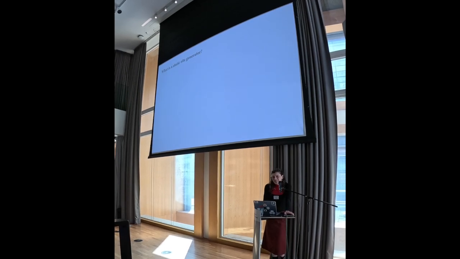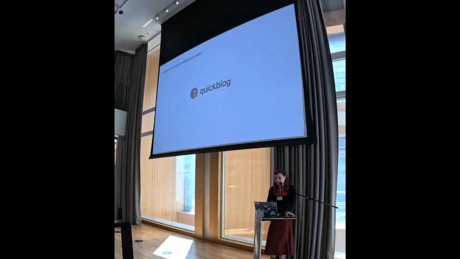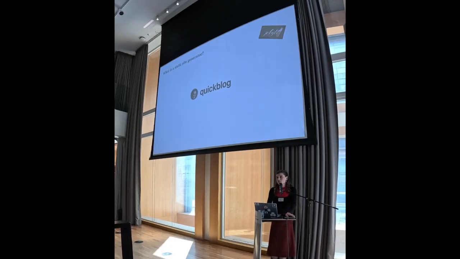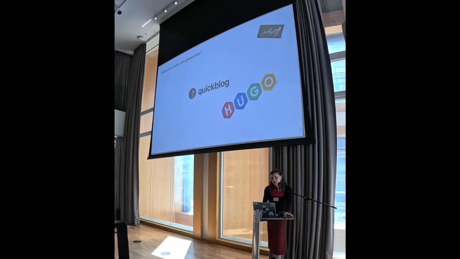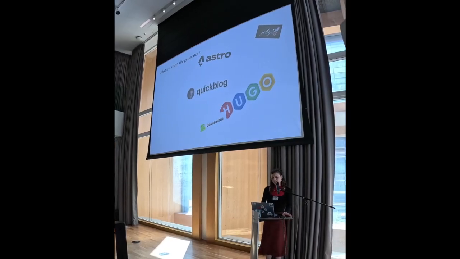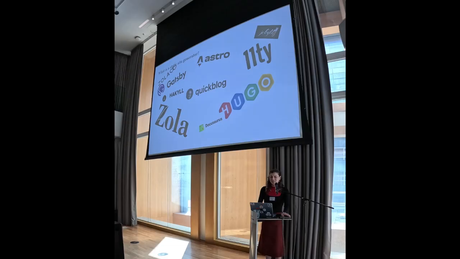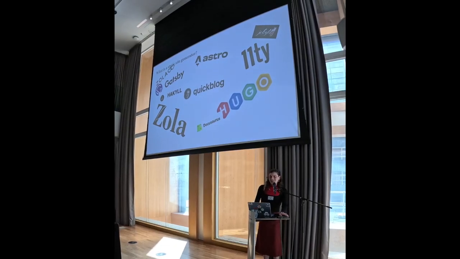What is a static site generator? Well, let's look at some examples. We've got QuickBlog, written by Michael Bortent, who wrote Babashka. We have Jekyll, which is natively supported by GitHub. We have Hugo, which is popular. We have Astro, and Docusaurus, and Gatsby, and Eleventy, and Hakyll, and Zola, and the other Zola, and XJS.